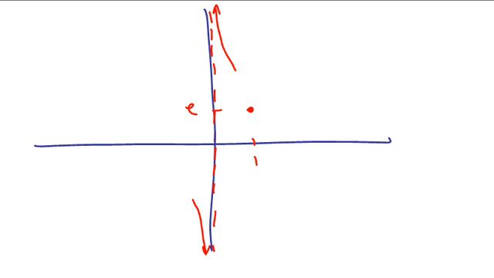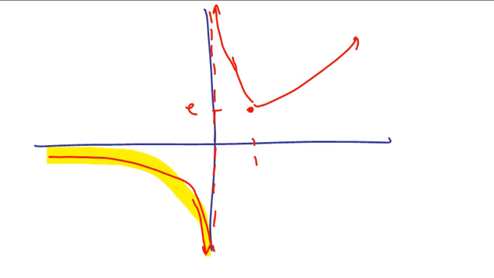It's decreasing between 0 and 1, and then increasing again, and it's decreasing between negative infinity and 0. So that's what it looks like approximately, and then let's double check the concavity. It's concave down before 0, and it's concave up after 0. So that makes sense too. And there's no inflection points.